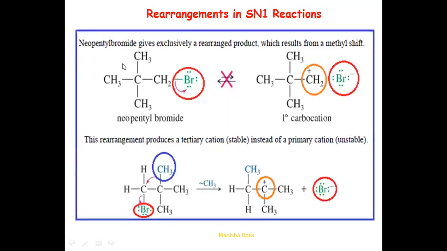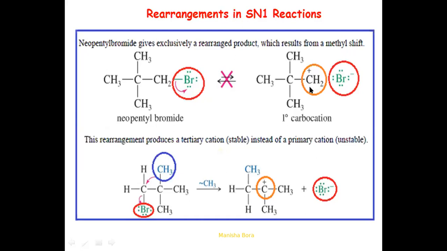For example, if I take neopentyl bromide, this neopentyl bromide is a primary alkyl halide, and we know that primary alkyl halides generally undergo SN2 type of reaction. But if you take this particular substrate, the backside attack of the nucleophile is just impossible because this alpha carbon is attached to a bulky group, that is the tertiary methyl group. So obviously this substrate is forced into an SN1 type of reaction. Now if it goes via SN1, the Br will go as a leaving group and you will get a primary carbocation. And we know that a primary carbocation is highly unstable.